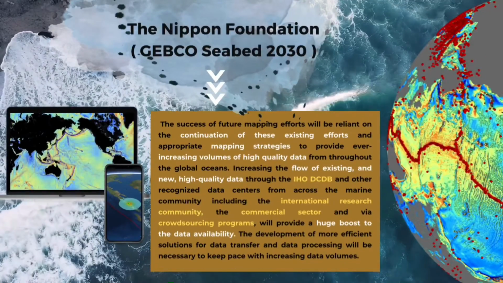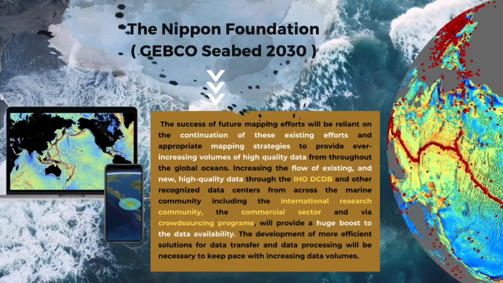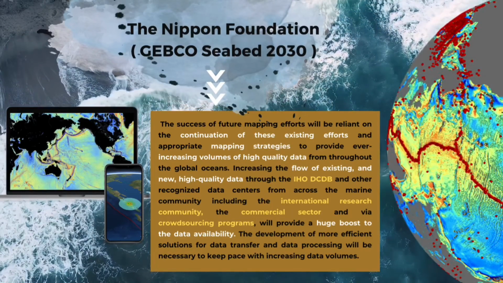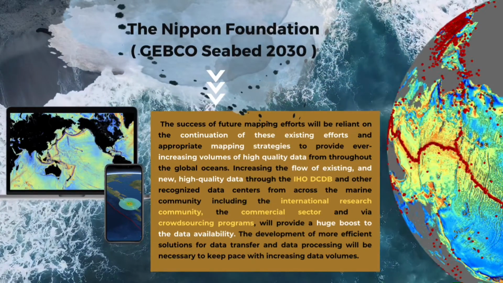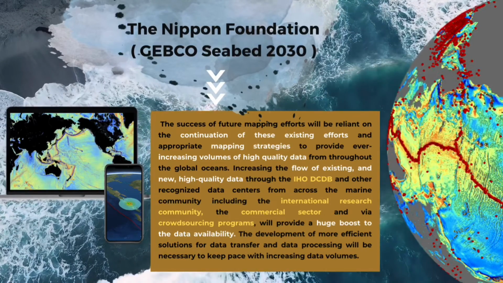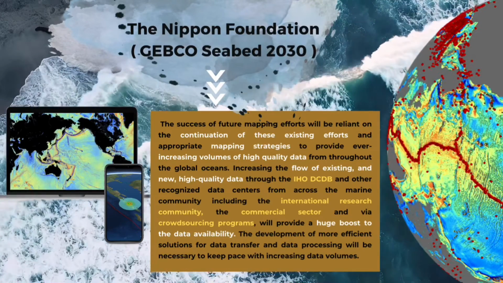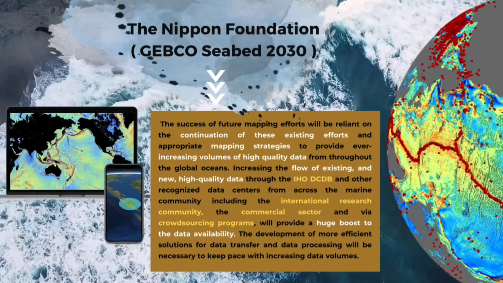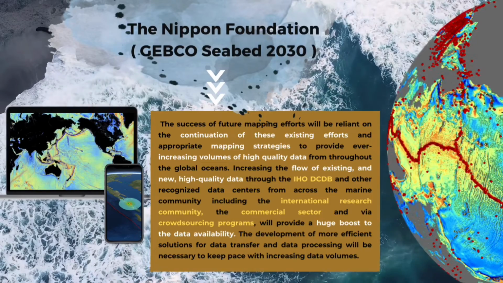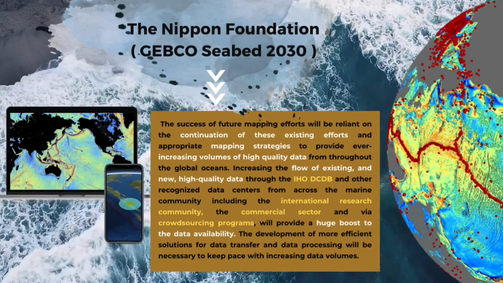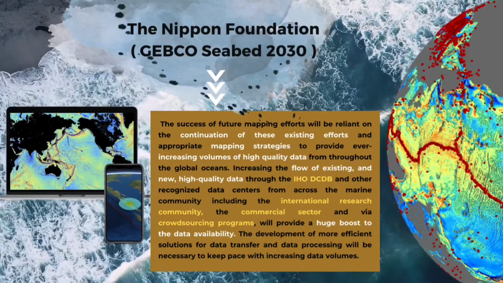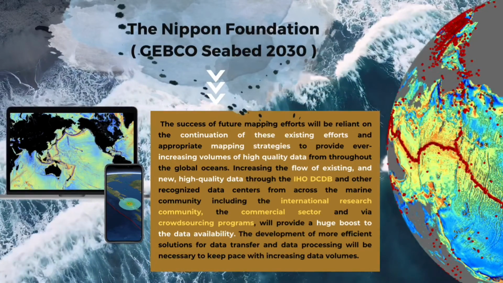The success of future mapping efforts will be reliant on the continuation of these existing efforts and appropriate mapping strategies to provide ever-increasing volumes of high-quality data from throughout the global oceans. Increasing the flow of existing and new high-quality data through the IHO DCDB and other recognized data centers from across the marine community, including the international research community, the commercial sector, and via crowdsourcing programs, will provide a huge boost to the data availability.